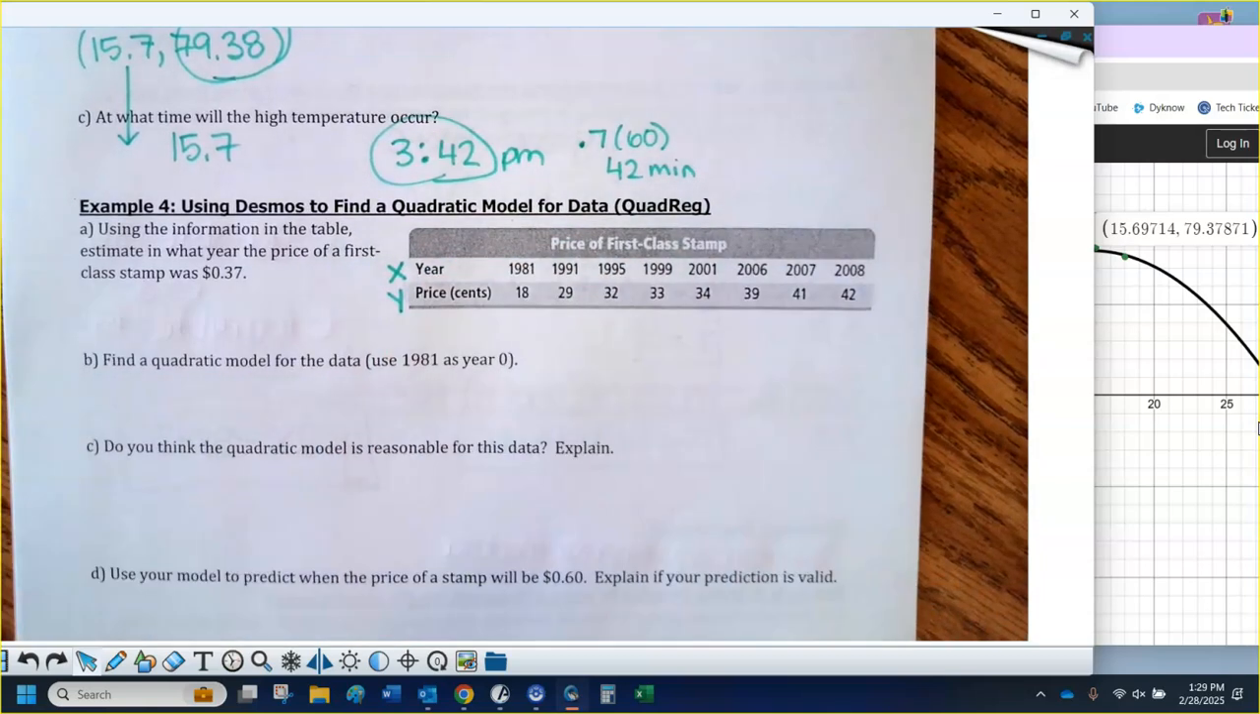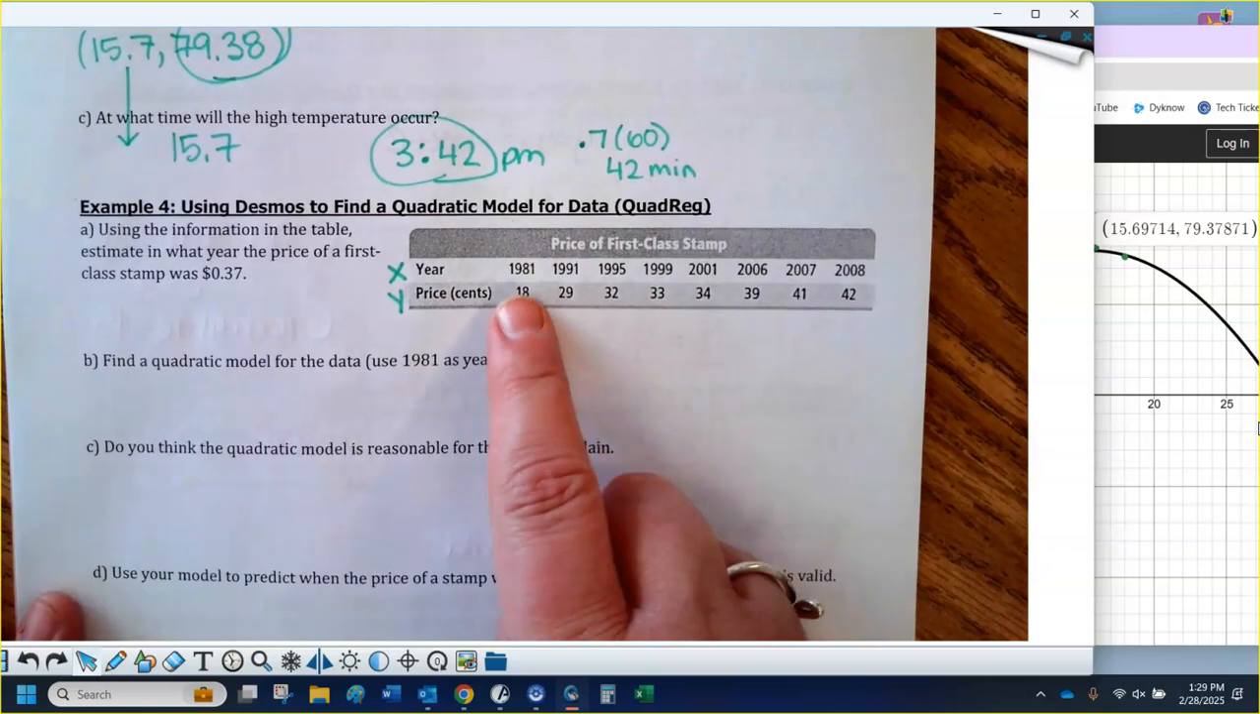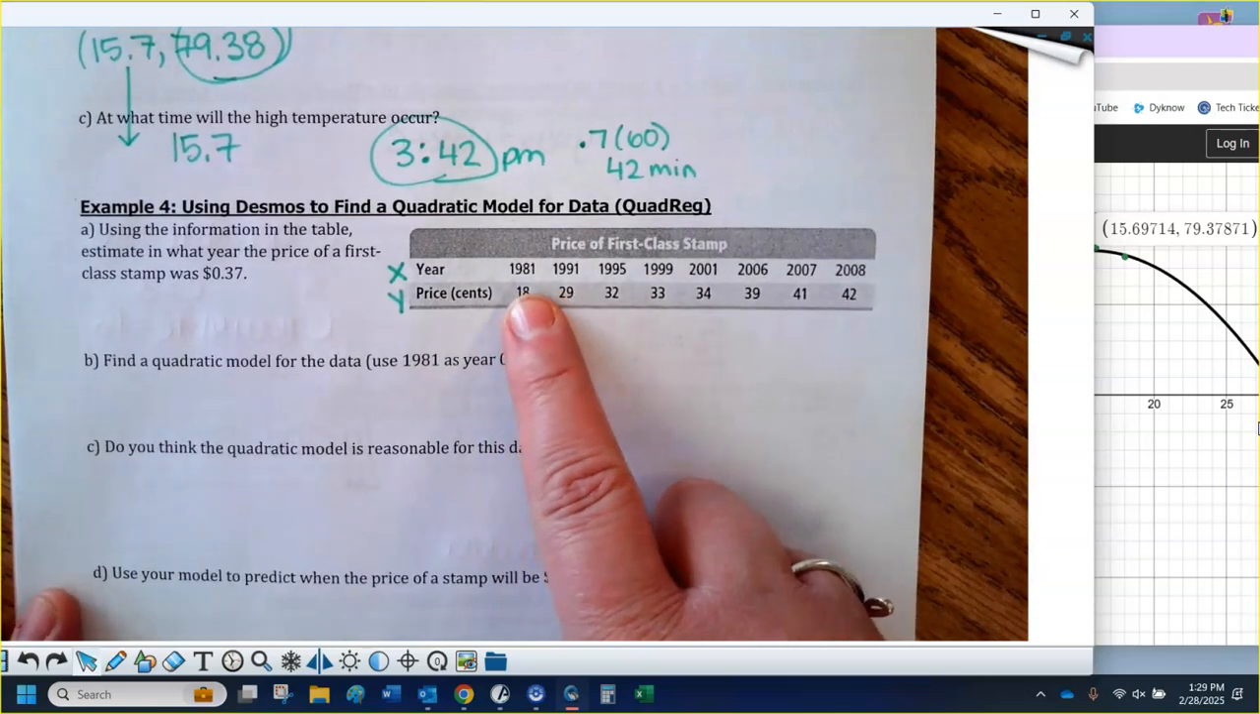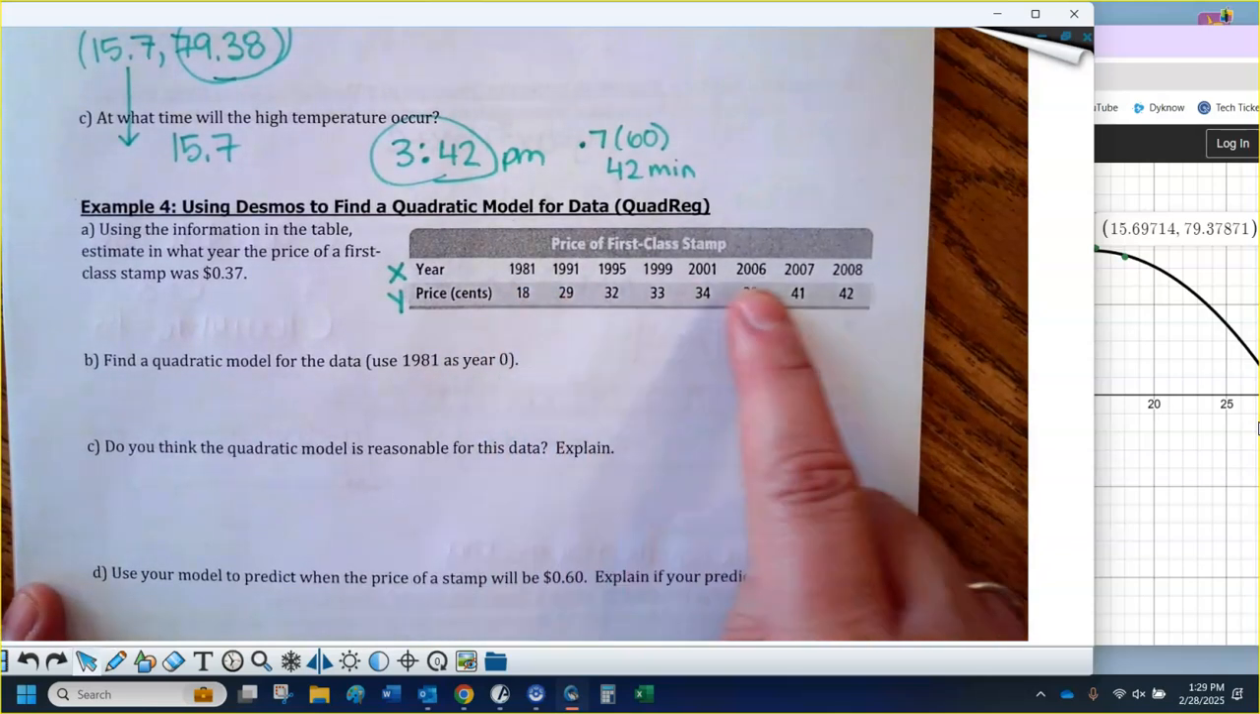So anytime I'm going to use time, we're going to make that our x. So let's make years our x, and the price of the stamp will be our y. We're going to estimate, and I'm just going to use the graph to do this, so we'll do this first. The one thing I want to work on with you guys here, this is a typical thing they'll do with data sets. If they're using years, people don't want to type in like 1981, they don't want to type in those huge numbers.